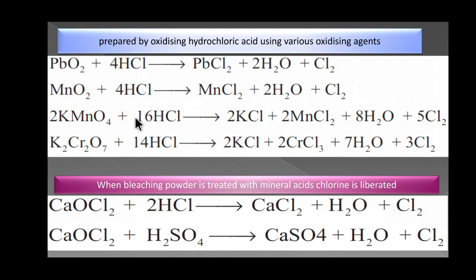When HCl reacts with these oxidizing agents, it will give chlorine as the product. If there is excess HCl, it will produce excess chlorine. So what is the preparation of chlorine? By using hydrochloric acid with various oxidizing agents, we will get chlorine. And next, when bleaching powder is treated with mineral acid, chlorine is prepared. Bleaching powder, what is that?